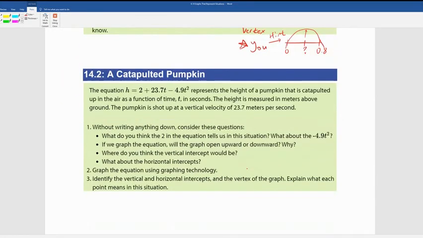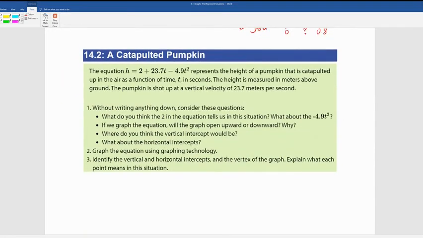All right. Next up, a catapulted pumpkin. Why not? So we have this equation, right? We have this function. And it represents the height of a pumpkin that's catapulted up into the air in seconds.